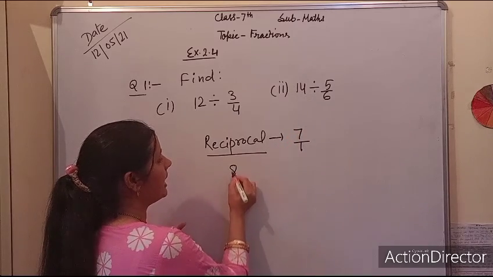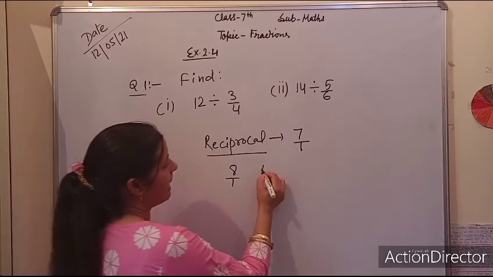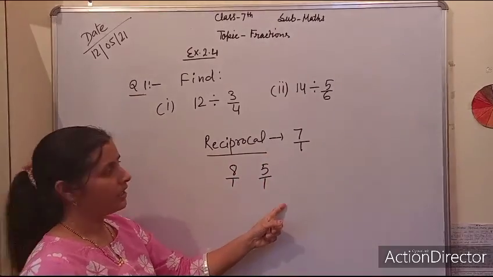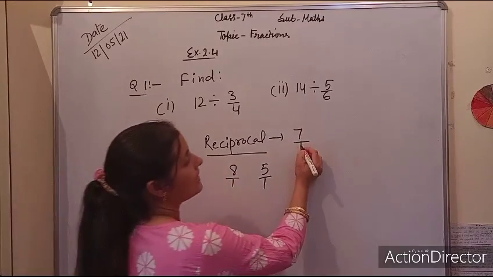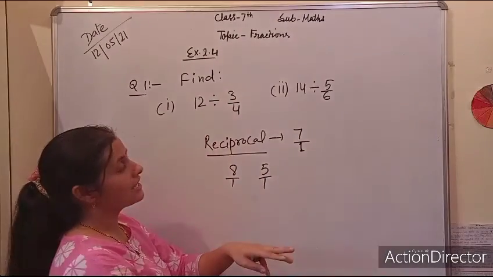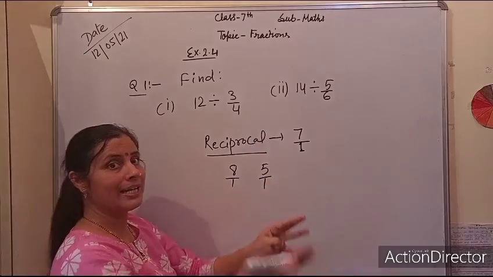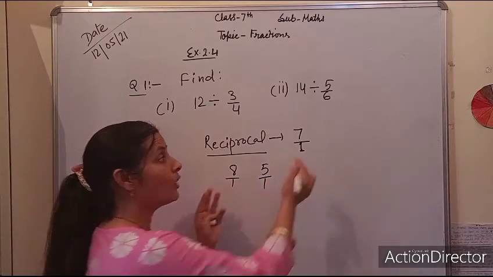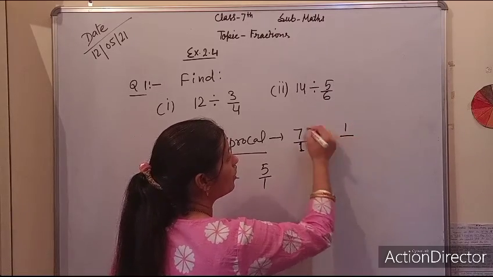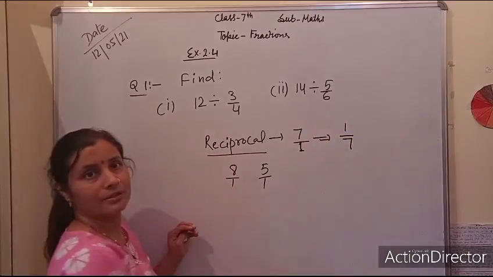If I have written here 8, it can be written in this form. If I have written here 5, it can be written in this form. So 7 upon 1. 7 is nothing but 7 upon 1. So what would be the reciprocal of 7 upon 1? What we have to do is make the denominator the numerator and the numerator the denominator.